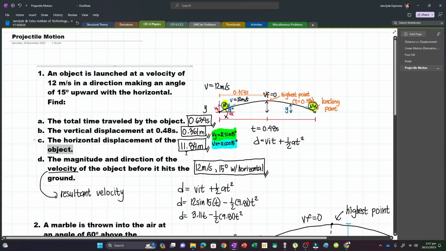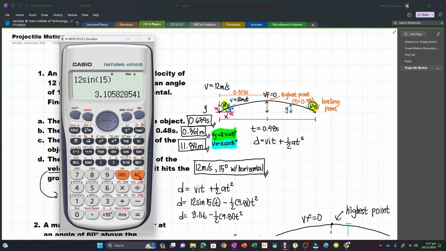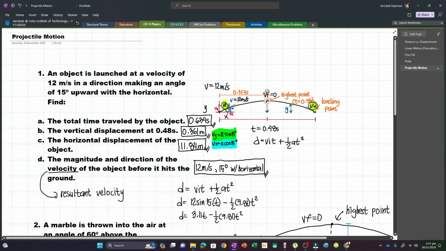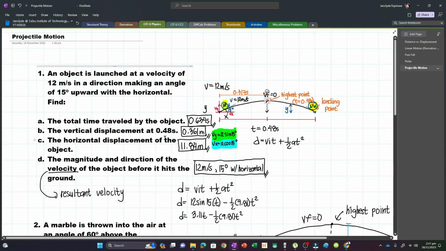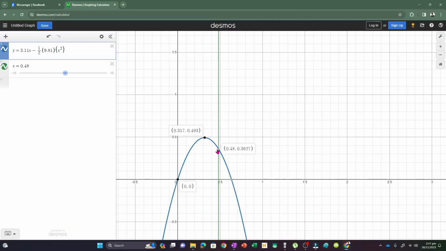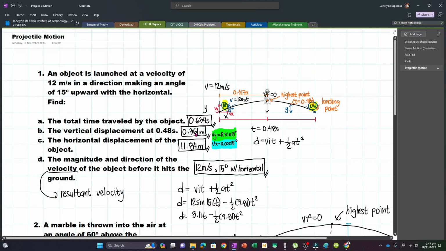Look at what we solved: the total time traveled by the object up to this point is half of 0.634, which we computed earlier. So 0.634 divided by 2 is 0.317. Meaning at 0.317, it reaches the maximum height. I hope you agree. And then at 0.48 seconds, what is the vertical displacement? That is simply at x equal to 0.48, 0.3627 or 0.363 is the height. So you can check your answer if it is correct.